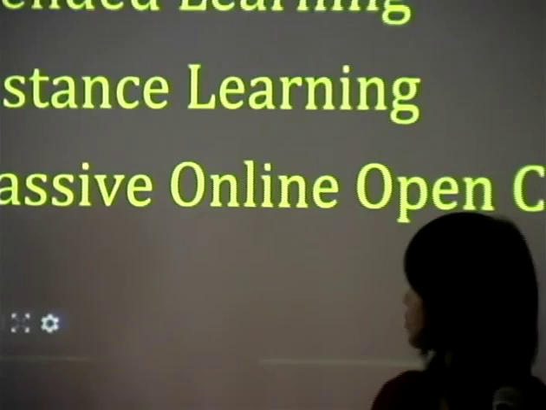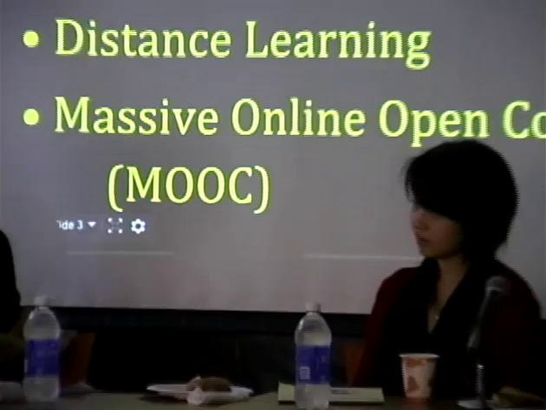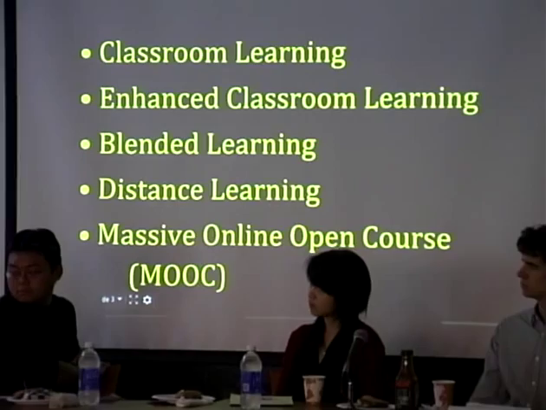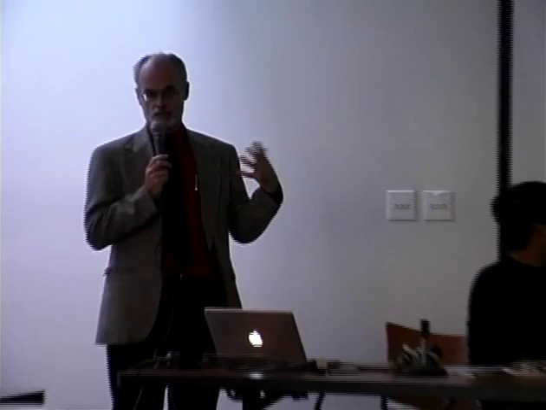And then the most extreme example, which has gotten a lot of notice in the last several months, is what's called Massive Online Open Course, or MOOC, because everything is an acronym, right? In a MOOC, there may be thousands, tens of thousands, in a couple of cases, I think, over 100,000 students in a single course. These are not students who are enrolled in a particular university program. They're not matriculated.